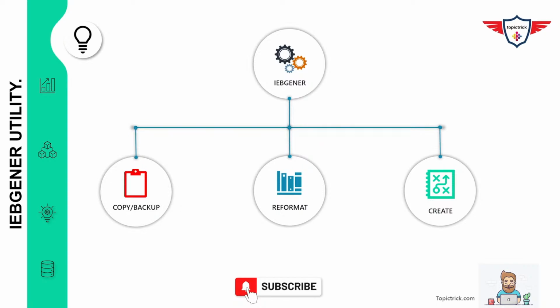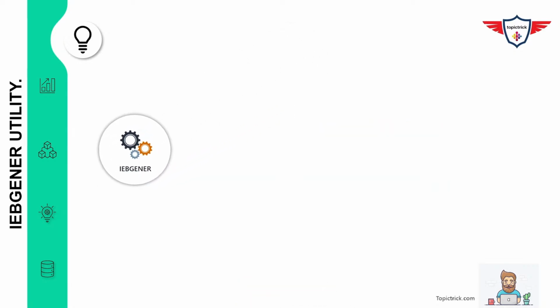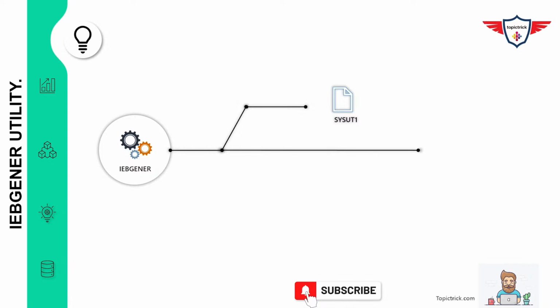Now let's understand the different DD statements required by the IEBGENER utility. There are four. The first one is SYSUT1, used to specify the input file. The second is SYSUT2, used to specify the output file. The third one is SYSPRINT, an output message file. The last one is SYSIN, used to specify the control parameters. If you do not want to use a control statement, the SYSIN DD statement is still required, so you must code it as a dummy dataset.